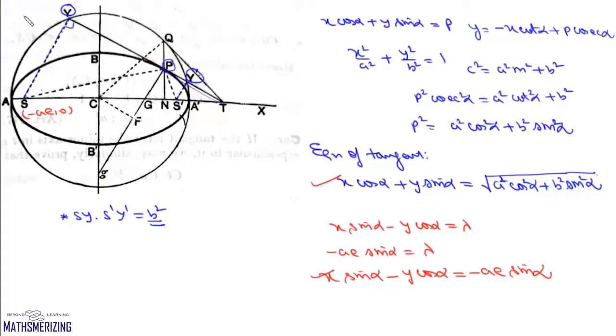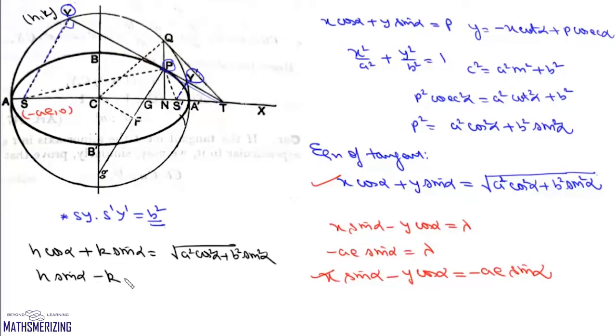Now this Y, it is point of intersection of these two lines. So suppose this Y is h comma k, then we can simply write h cos alpha plus k sin alpha, and this is equal to under root of a square cos square alpha plus b square sin square alpha, and here we'll get h sin alpha minus k cos alpha, and it will be equal to minus ae sin alpha. Now what we'll do is we'll square and add both the equations.